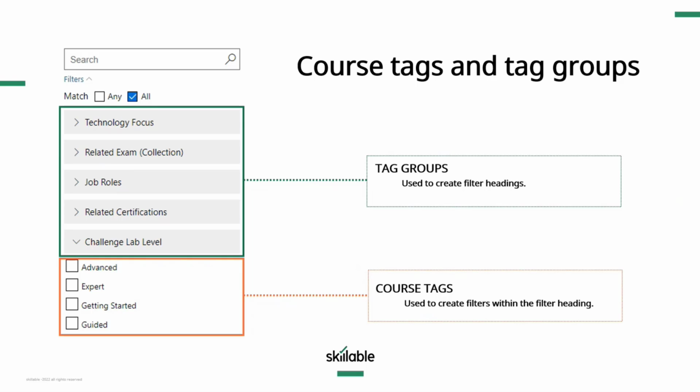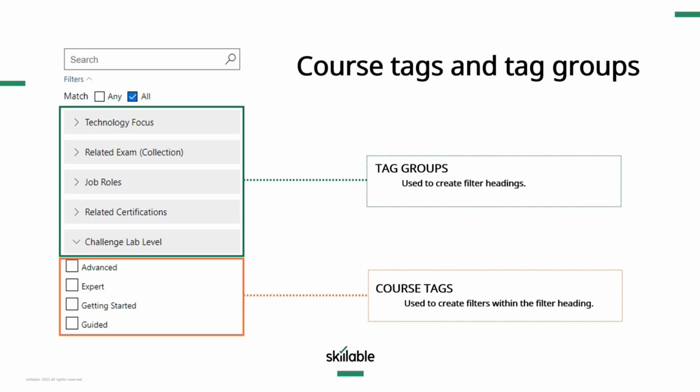Looking at tag groups first, think of them as filter headings. That's how we describe this. In this case, we have a technology focus, related exams, certificates, and the lab level. You're giving them an option to pick one of these filters that they're interested in learning a little bit more about. It helps give them a visual understanding of the learning journey. We're narrowing it down a little bit more.